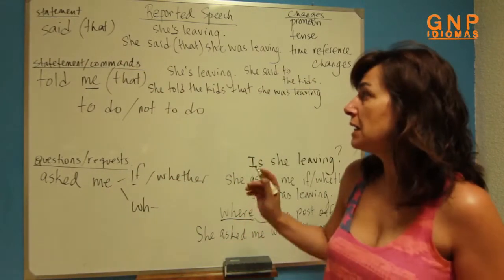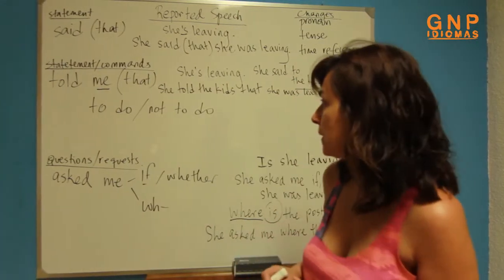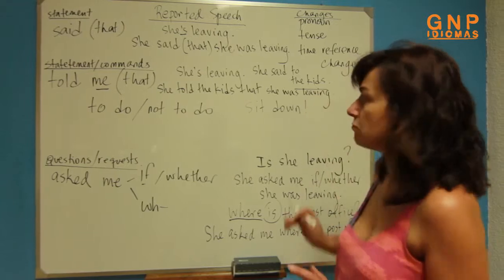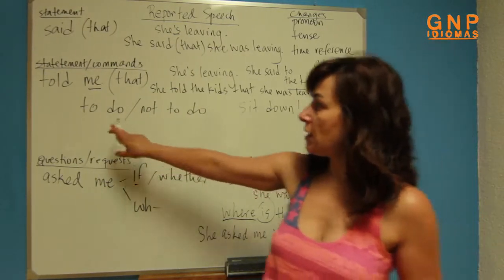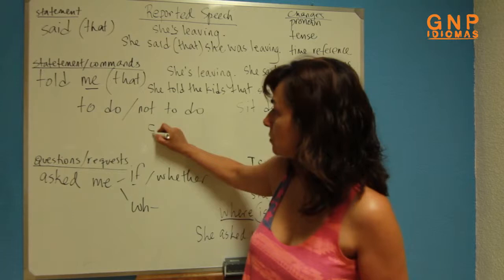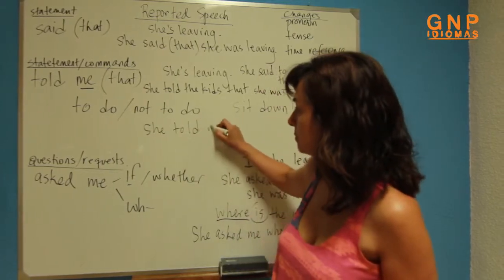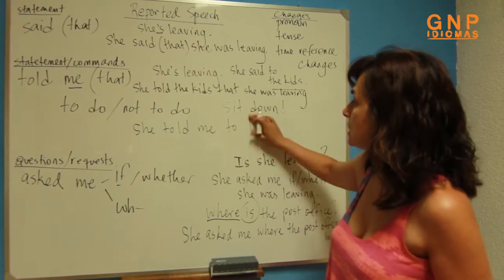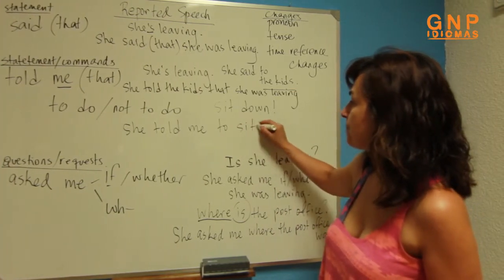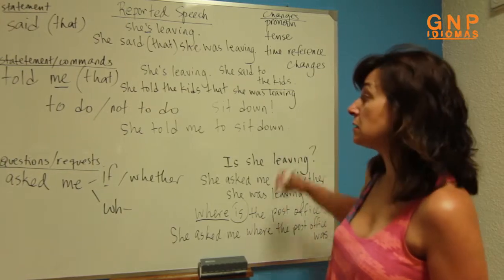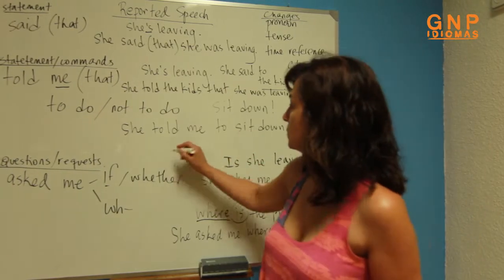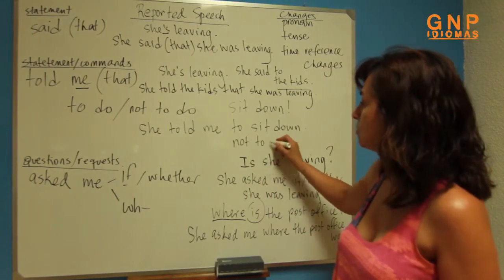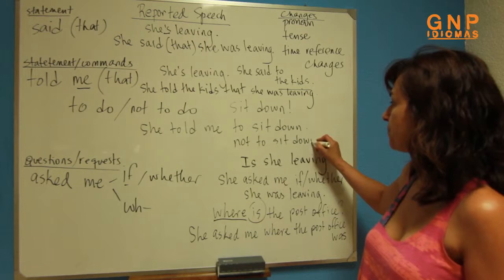They're a little trickier. A command would be something like sit down, okay? So let's say I have sit down. It's a command. Clear, sit down. So I have to use an infinitive for that. She told me, or us, or them, or whoever, to sit down, okay? If it were a negative, so don't do that, would be, she told me not to do that, or not to sit down if it were negative, okay?